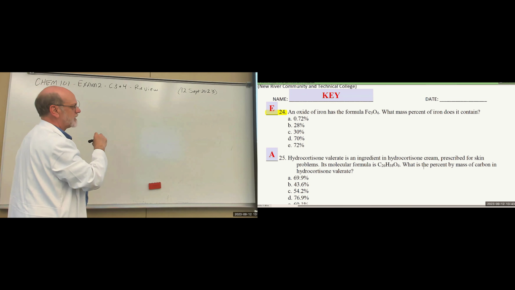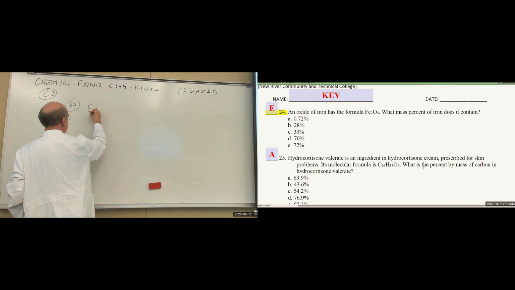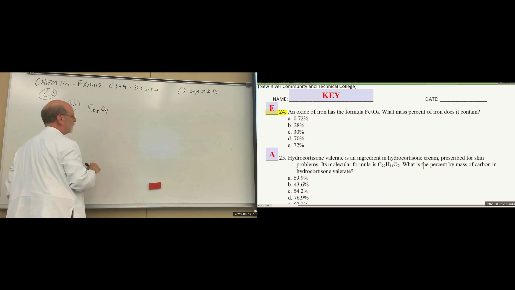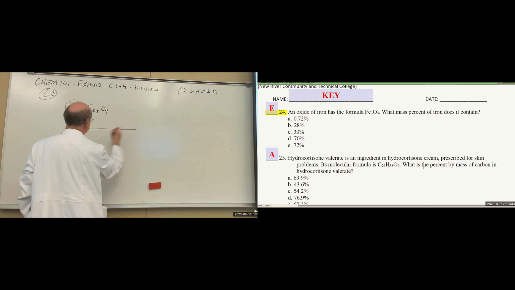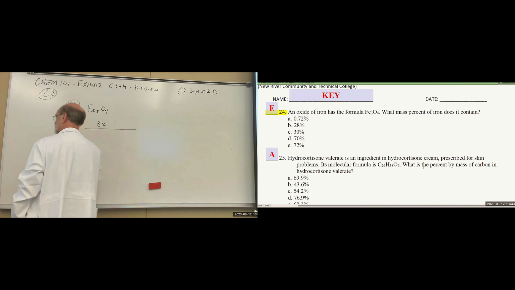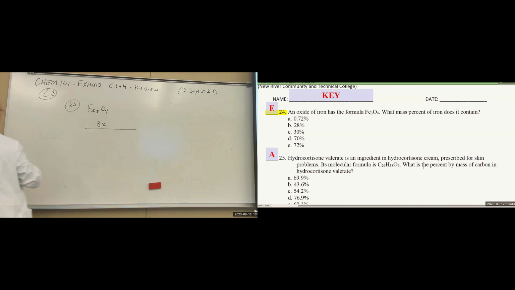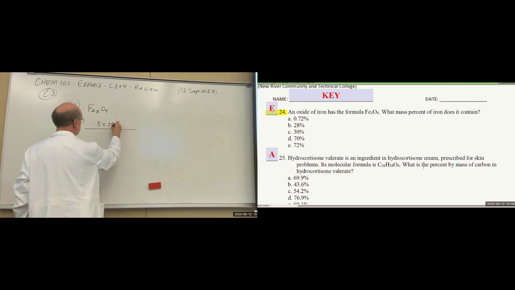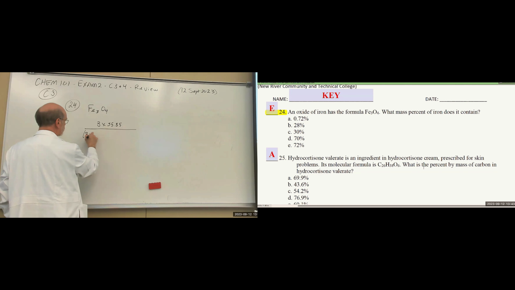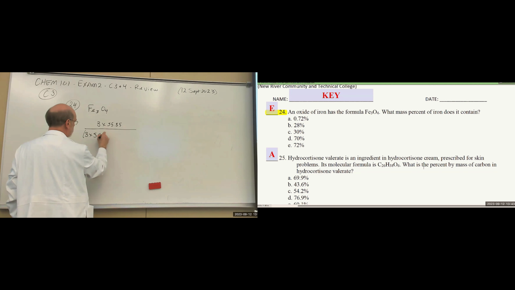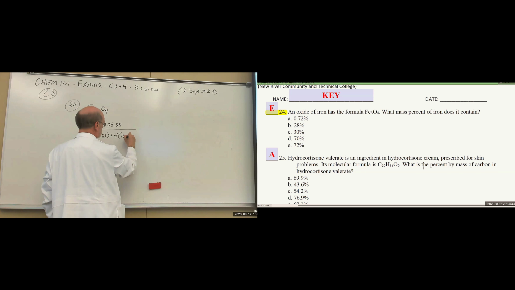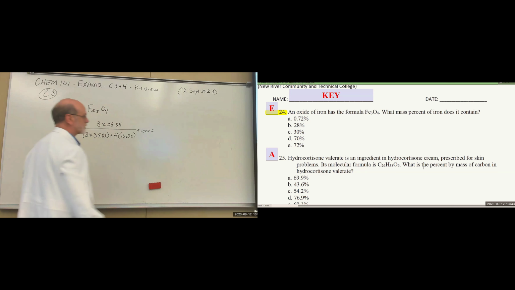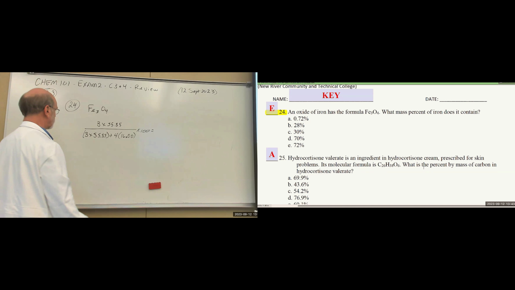An oxide of iron has a formula Fe3O4. What's the mass percent of iron? Okay, so we want, what's 3 times iron? 55.85. Okay. Then 3 times 55.85 plus 4 times 16, divided by that, times 100. And that should give us 72%.